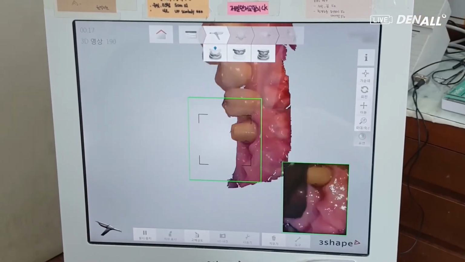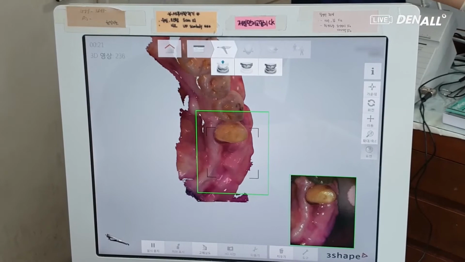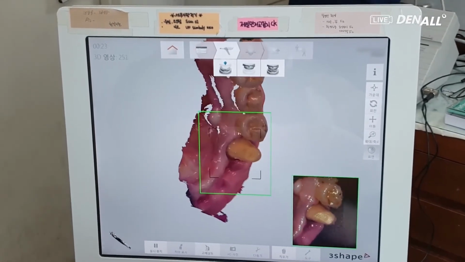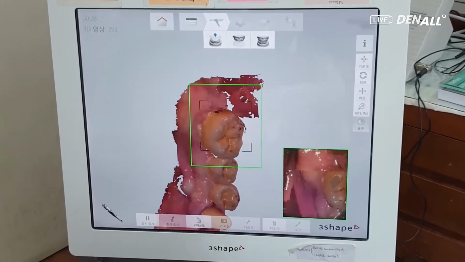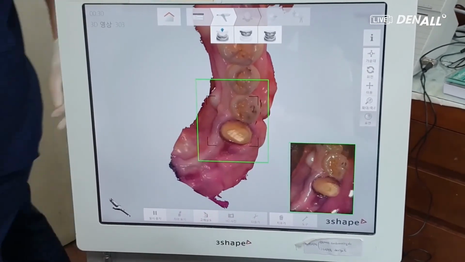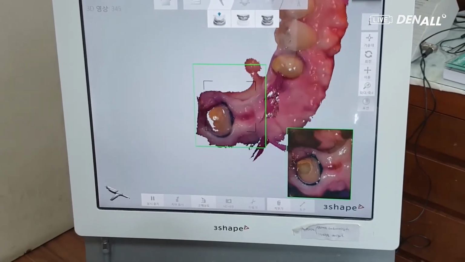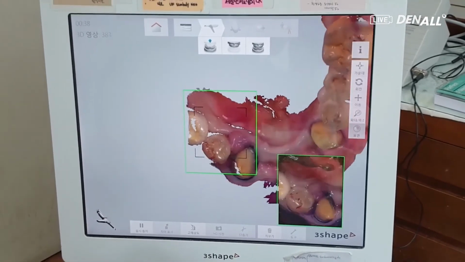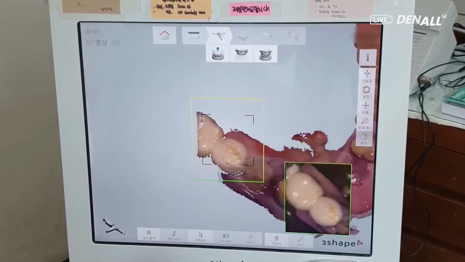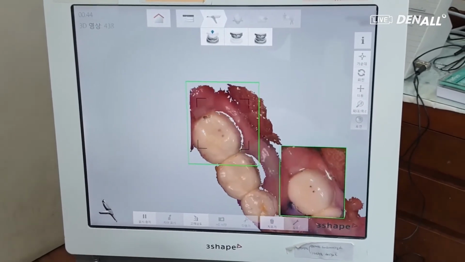I use this Trios 3 equipment, which was purchased about 5 years ago. The basic approach is modelless fabrication. It is used for prosthodontic, orthodontic, and guided surgery. We don't use the rubber impression material. With the scan data, fabrication is done with CAD/CAM. Currently, gingival cord is fabricated.